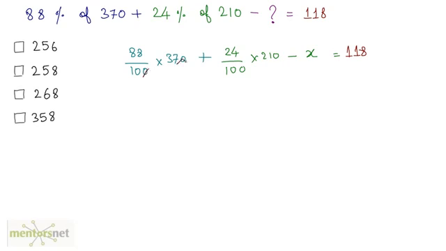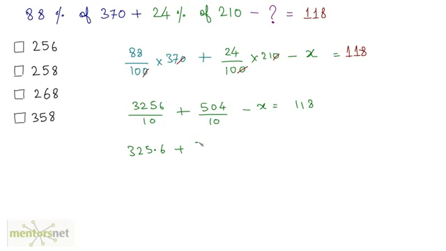0 and 0 gets cancelled out. Here also 0 and 0 gets cancelled out. Now we have 88 times 37, and that is equivalent to 3256. So we have 3256 divided by 10 plus 24 times 21 is equal to 504. So 504 by 10 minus x is equals to 118.